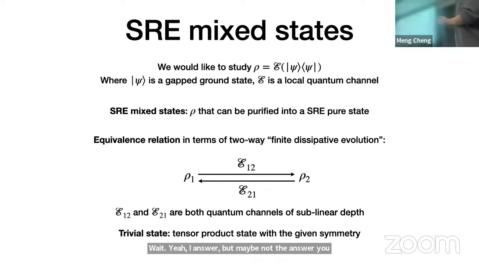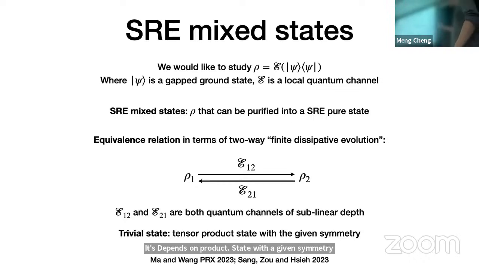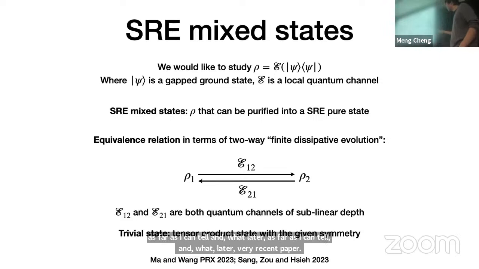Anyway, so again, we always need to specify what we mean by trivial, and this is the same definition of trivial. It's a tensor product state with a given symmetry. All right, so this definition was first proposed in this paper, as far as I can tell, and a very recent paper further developed this definition in the context of long-range entangled states.